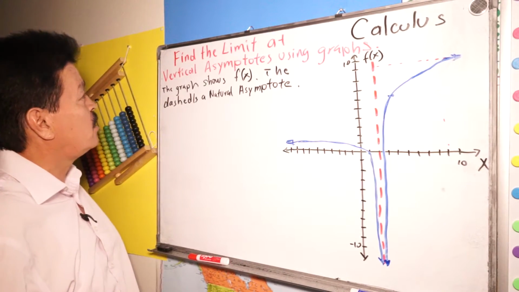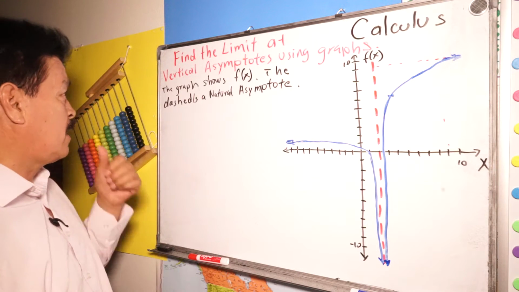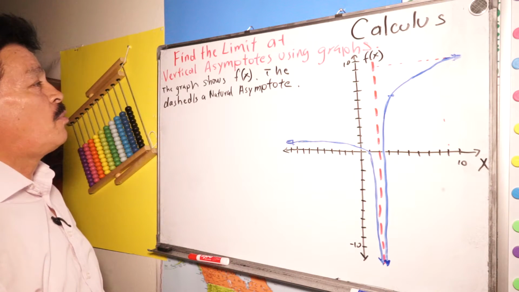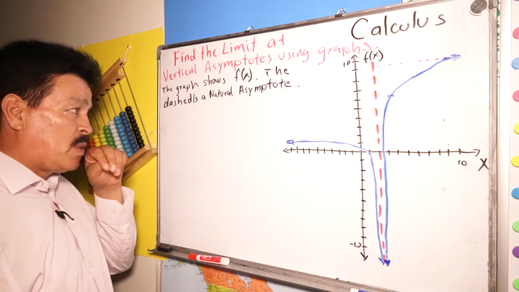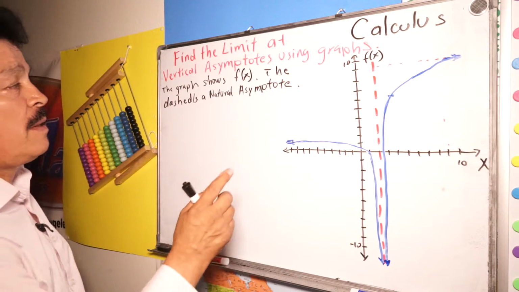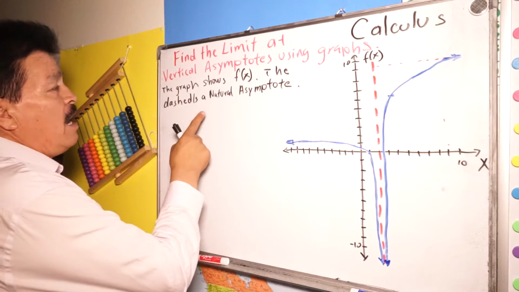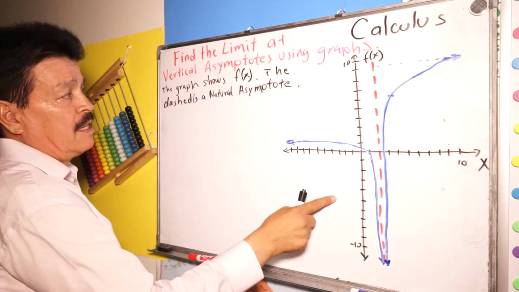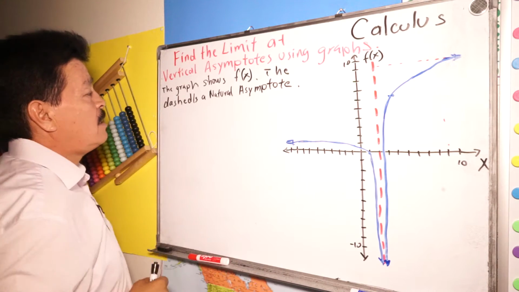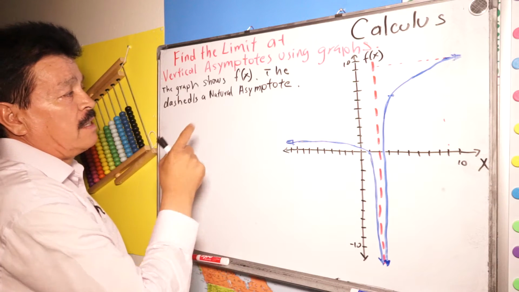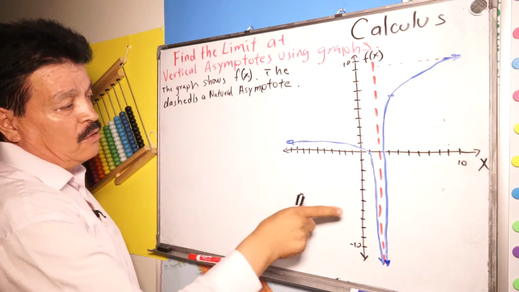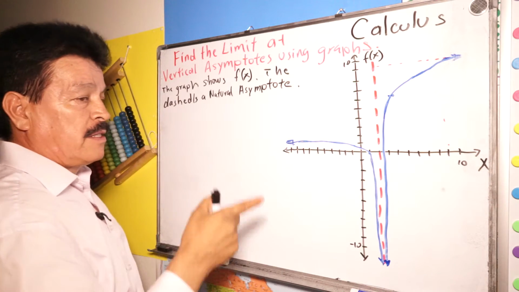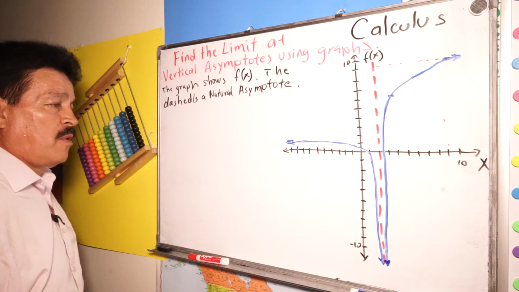Today I want to teach how to find the limit at a vertical asymptote using graphs. Our problem is here. The graph shows f of x, with the dashed line being an asymptote. Before we solve our problem, let me explain some ideas.